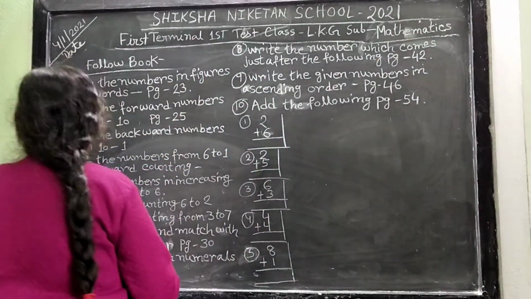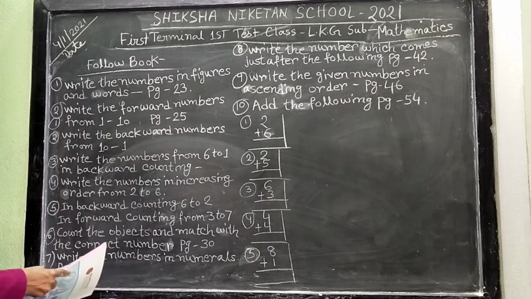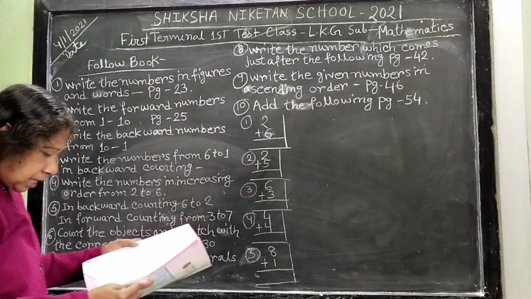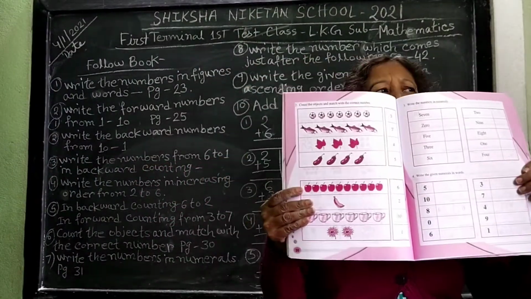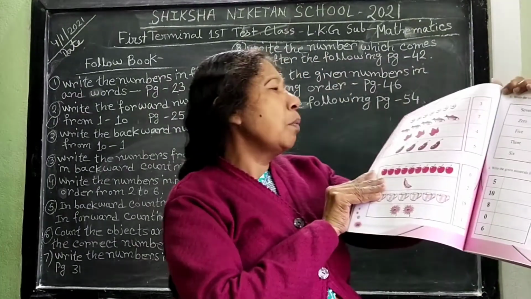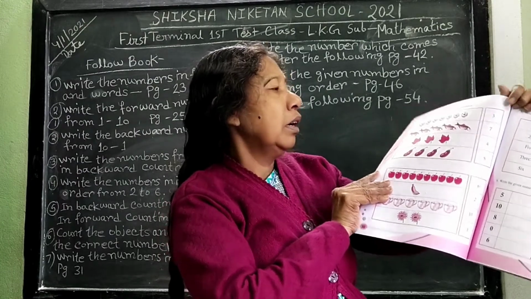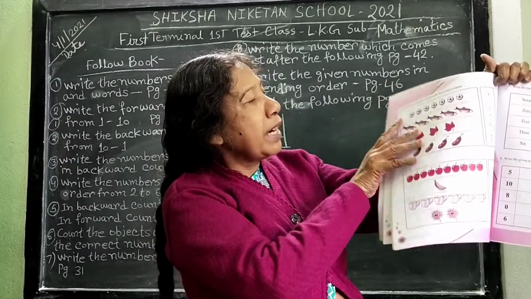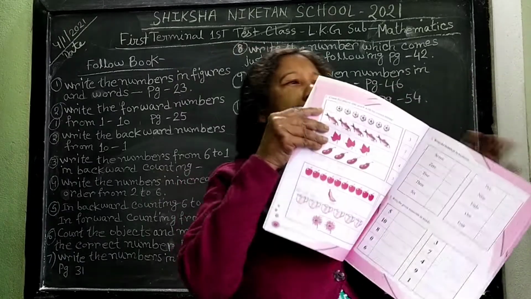Next page. Page number 30. Open your book, page number 30. Look at the book. Count the objects and match with the correct number. Look at the picture. 1, 2, 3, 4, 5, 6, 7.